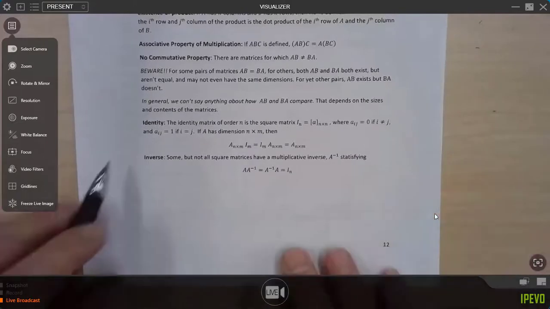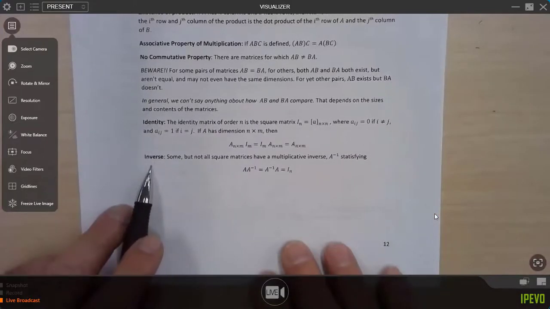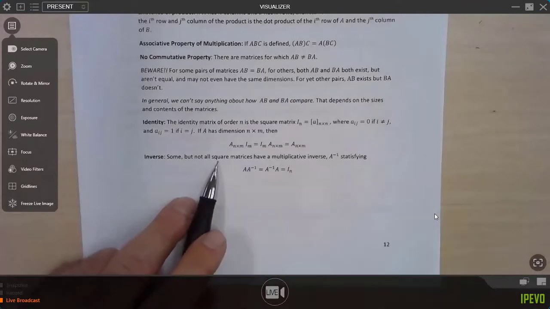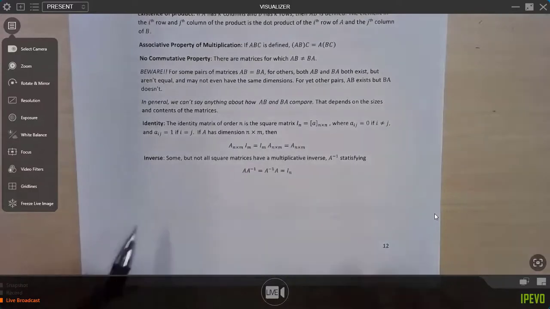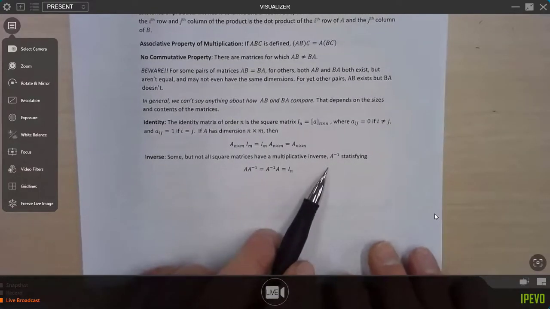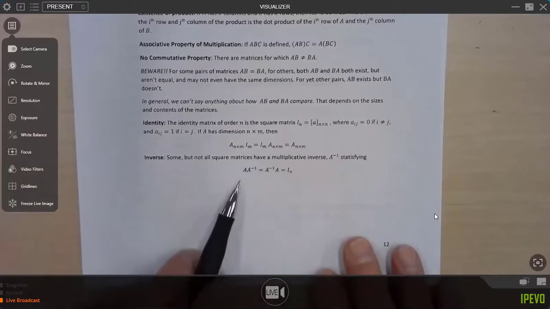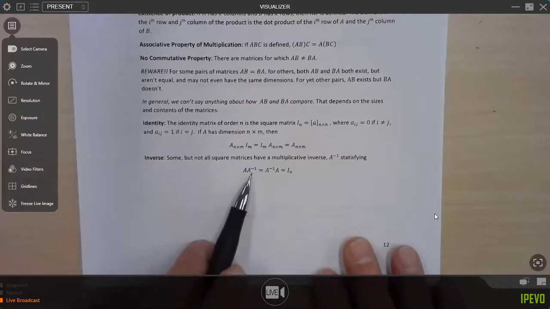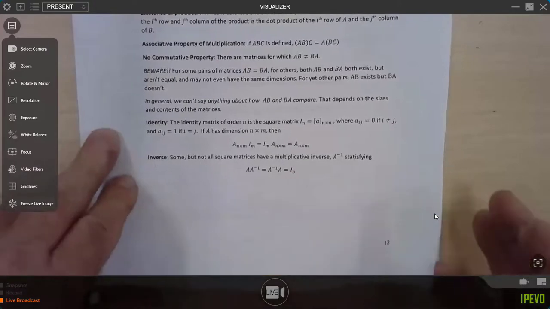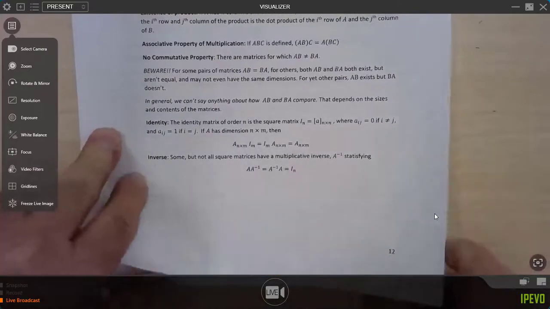And then finally, the inverse of a matrix, first of all, no matrices that are not square have inverses. None of them. It must be square to have an inverse. But even if it is square, it need not have an inverse. But if it does have one, then it will satisfy this equation. A times A inverse equals A inverse times A is the identity of the same size as A is.